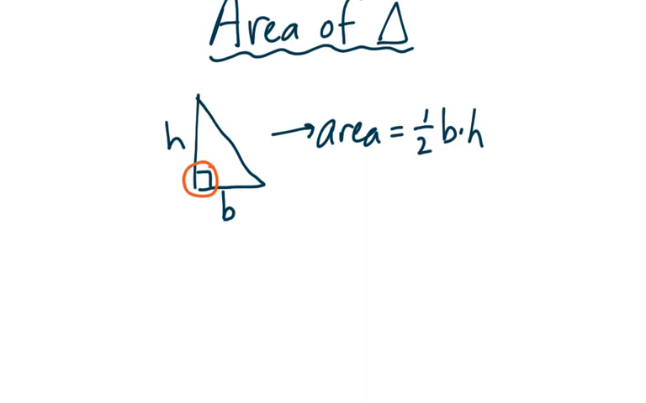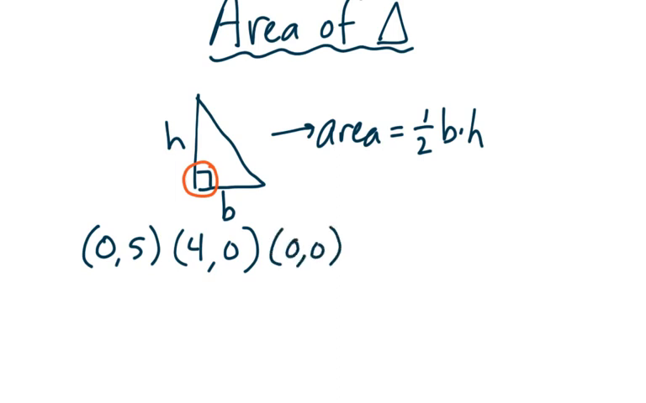Here's what we can do. What if I gave you, for example, a couple points here? I give you 0, 5, 4, 0, and one more point. How about just 0, 0? Those 3 points should form a triangle. Can you find the area of it?